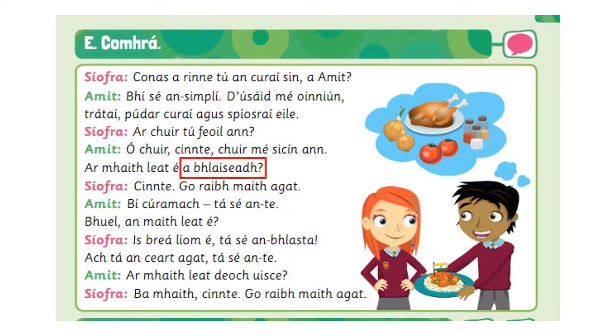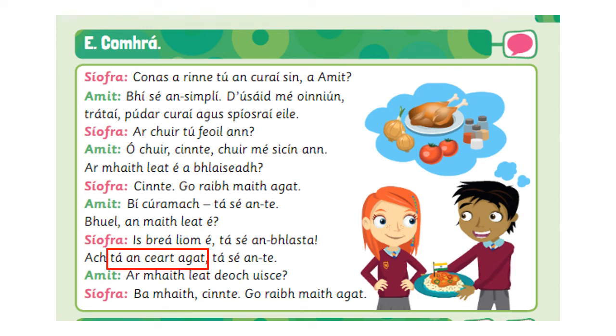Next here, a bhlaiseadh. So blas means taste, and blaiseadh is like we learned before, the ing form of it. So if we wrote ag blaiseadh, we would mean tasting. But here it's a bhlaiseadh, which means to taste. So ag would turn this into ing, and a means to. So ar mhaith leat é a bhlaiseadh? Would you like to taste it? The other times you would hear this is tá orm mo obair bhaile a dhéanamh. I have to do my homework.